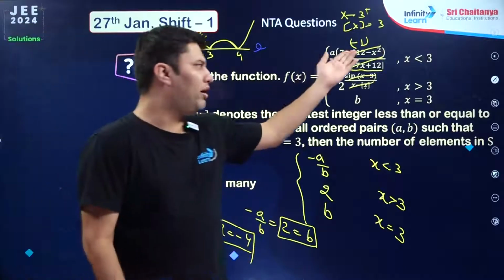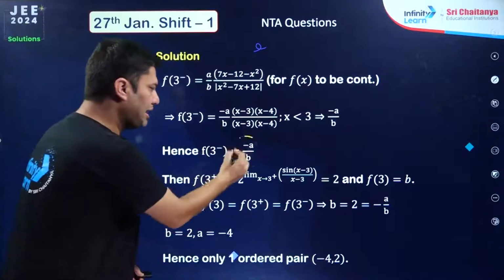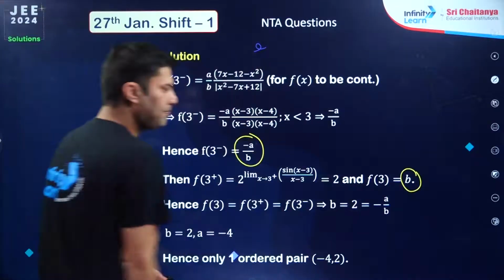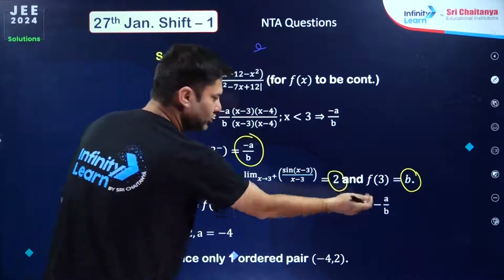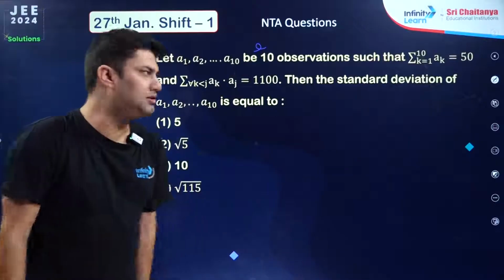You just have to solve the mod and just have to solve the normal limit. Okay, so this is minus a by b, this is definitely b, and this is 2. So equate everything and you'll find the ordered pair (minus 4, 2). That's it. Simple, straightforward question.